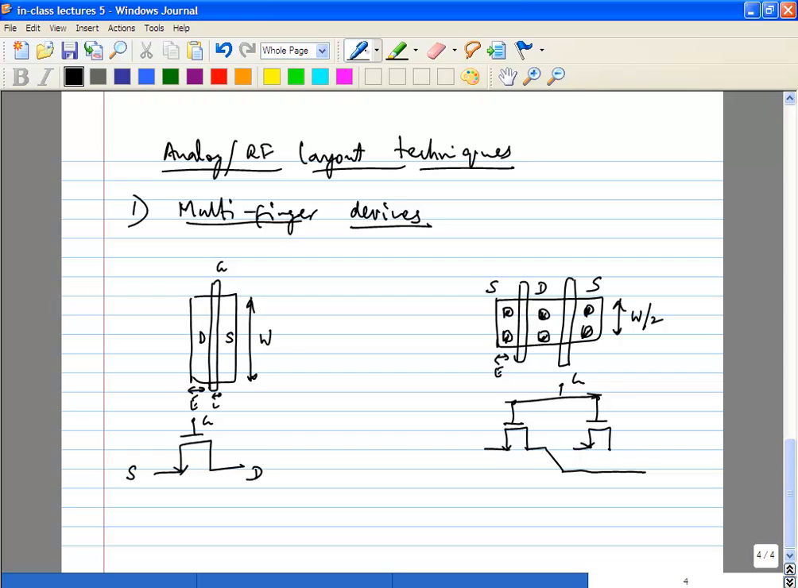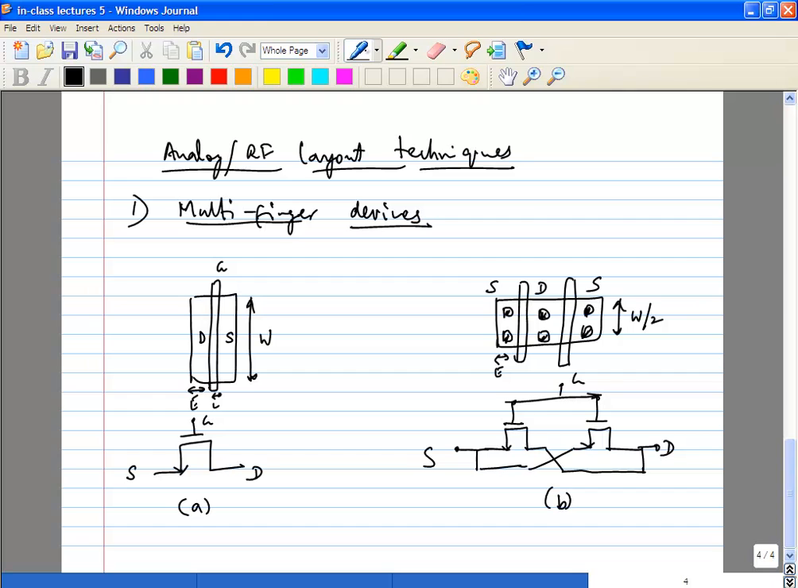So this would be an equivalent circuit of what this is actually what you're doing. You basically have two transistors in parallel. The only difference is you're actually sharing the drain diffusion between the two transistors. Okay, so that's what this is. So let's call this A and let's call this B. So what is the difference between A and B?